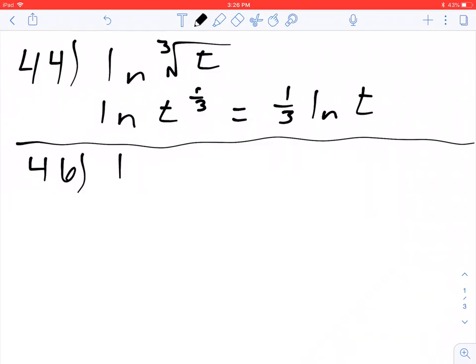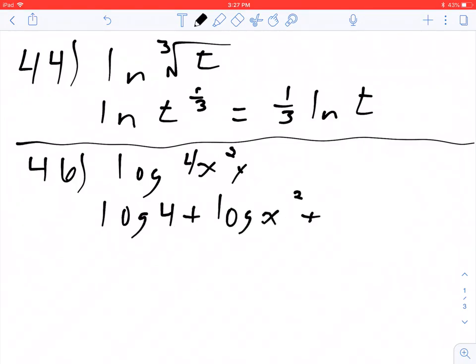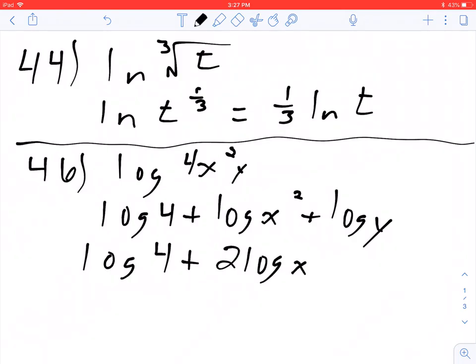46, you have log of 4x squared y. This is a product, but there are multiple things in the product. Therefore, we're going to have multiple sums. So we're going to have log of 4 plus log of x squared plus log of y. We do need to use the power property because of the second log. So the log of 4 stays the same, plus 2 log x plus log y. And there's our final answer.